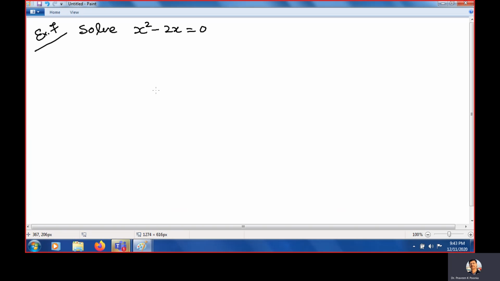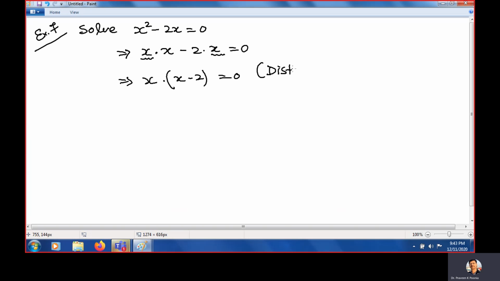If this is the equation, what you can do is break x power 2 into x times x, and minus 2x into 2 times x, like this. This we can break. And here is x, here is x. You can take x common. So if we are taking x out, it is x times x minus 2 equal to 0. What is this rule? This is the distributive law.